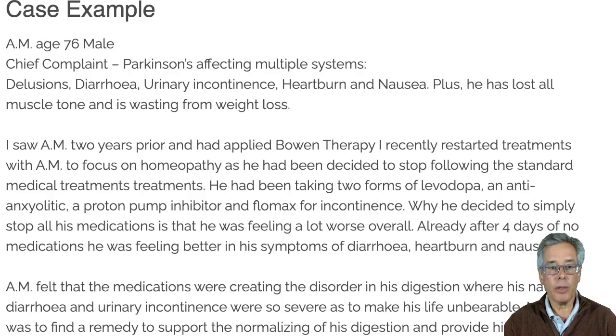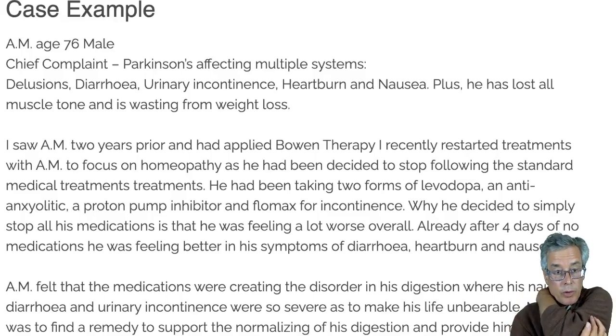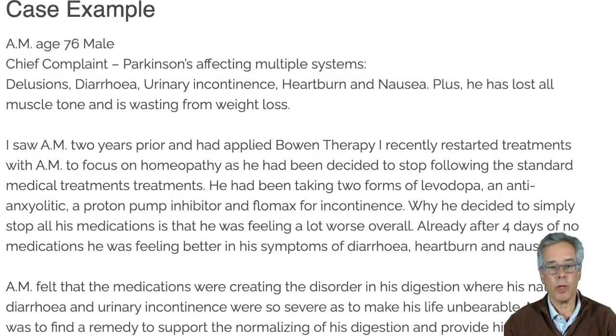He has delusions, diarrhea alternating with constipation, urinary incontinence, which is very severe, heartburn and nausea, awful, very tortured symptoms for him. Plus he has lost a lot of muscle tone and is wasting away from weight loss. He's really a skeleton. I had seen him a couple of years prior and had given him Bowen therapy, before he was diagnosed with Parkinson's. And I recently saw him again. He wanted to focus on homeopathy as he decided to stop all the standard medical treatments.